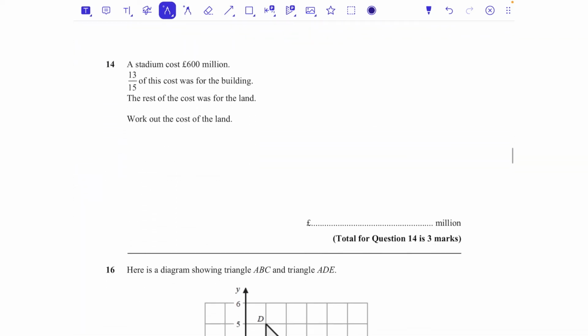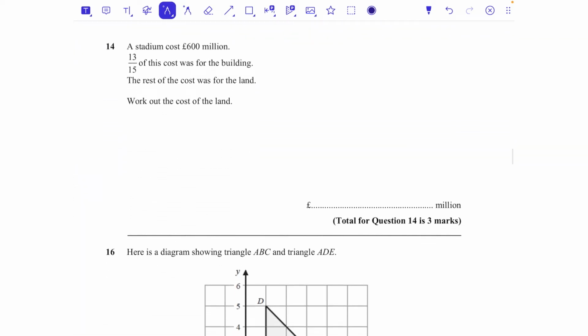Question number 14. A stadium costs £600 million. 13/15 of this cost was for the building. The rest of the cost was for the land. Work out the cost of the land. Now, I marked this question as a GCSE examiner, and I remember that a lot of students went wrong here because they didn't know how many zeros to add on for a million. So if you were to do it that way, 600 million is 600 followed by 6 more zeros. A million has 6 zeros, so 600 million looks like that.